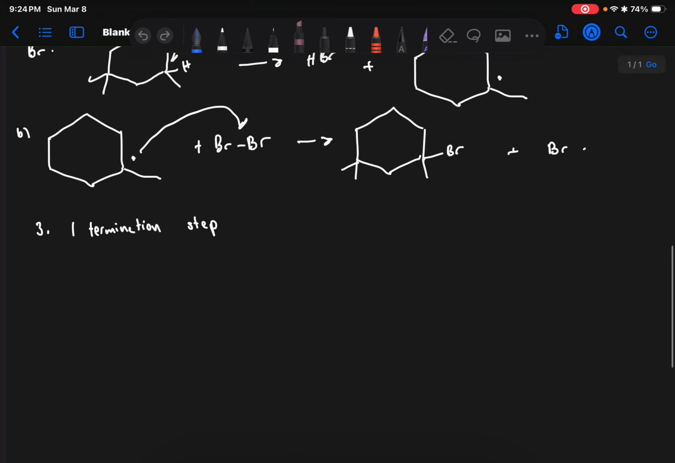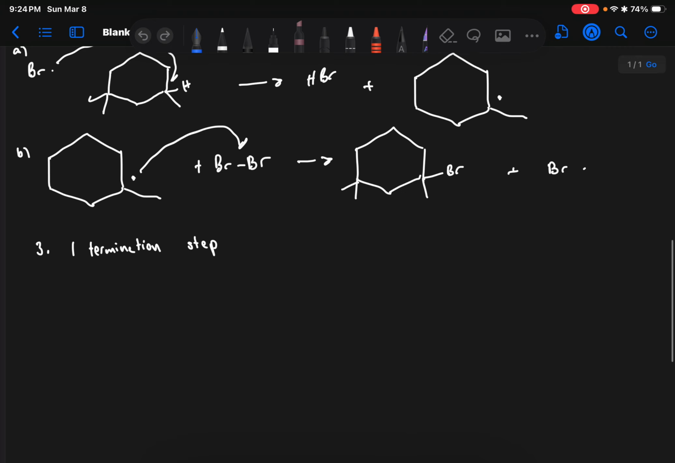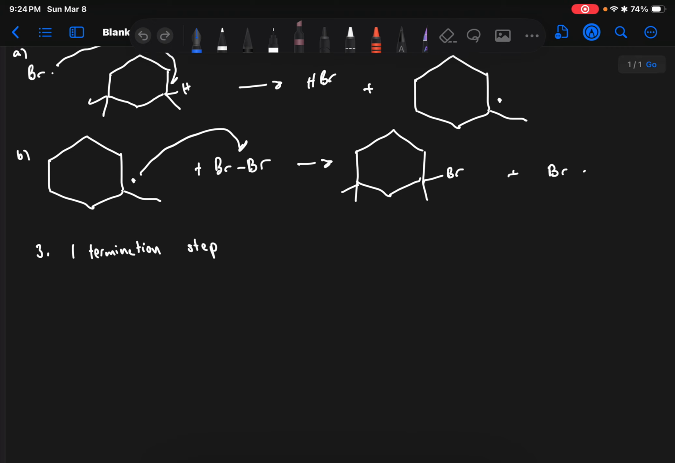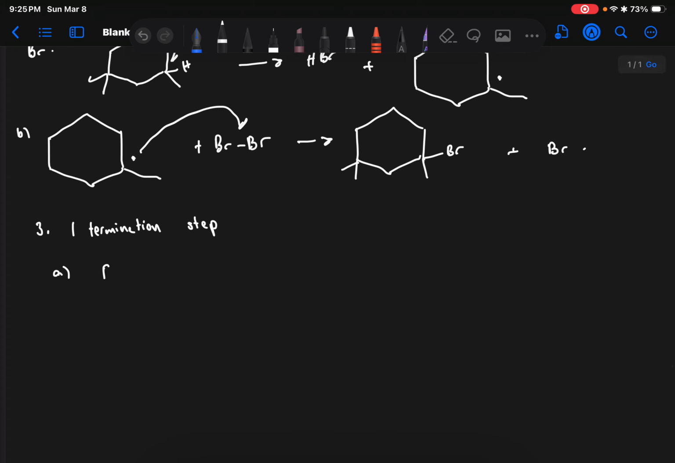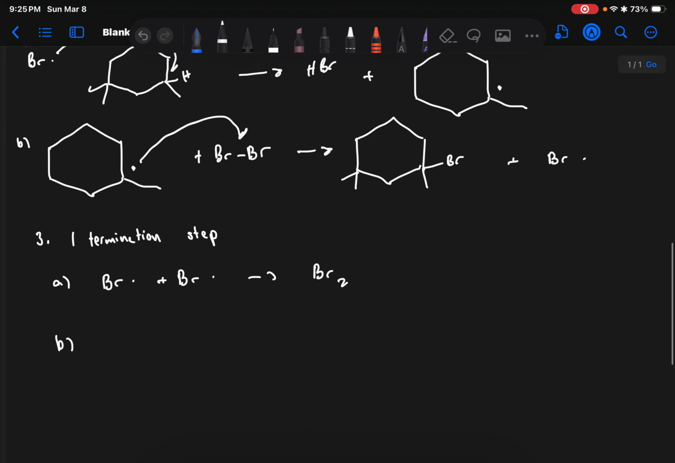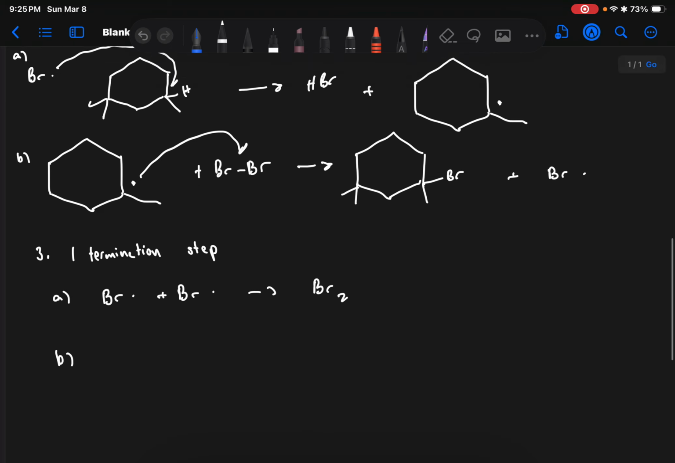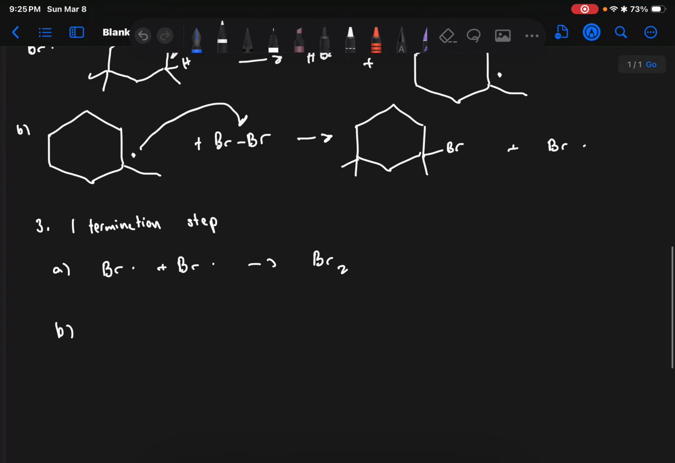Now, the termination step. A termination step is just the opposite of the initiation step. It's just 2 radicals combining with each other. So I'll give you different potentials for the termination step so it makes sense. The first, most simple one is just 2 Br radicals combining with each other. And that's one termination step. I read that one of these is the least likely, but I'm not completely sure which one is which.